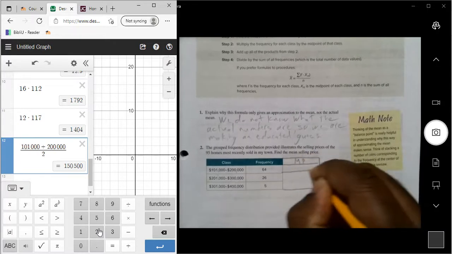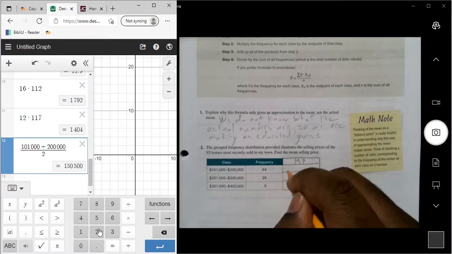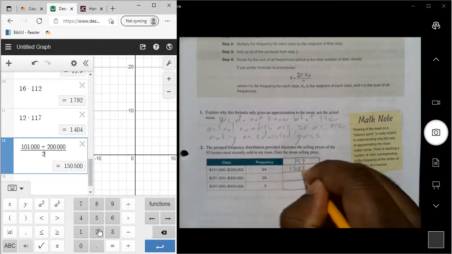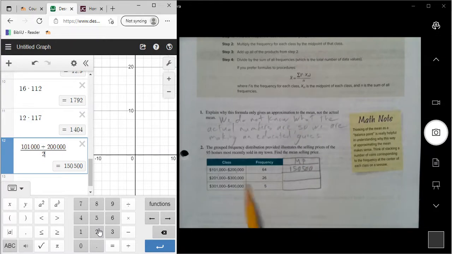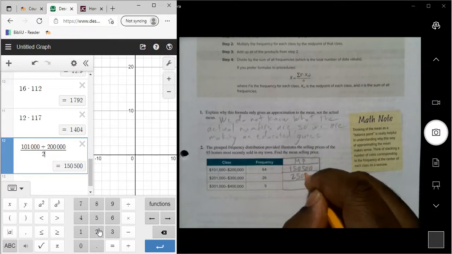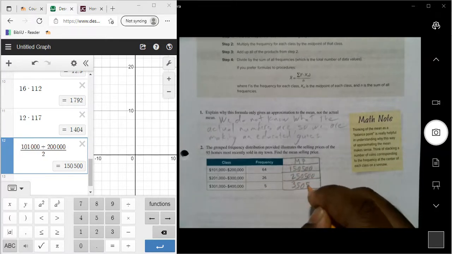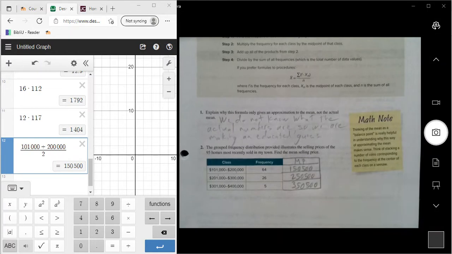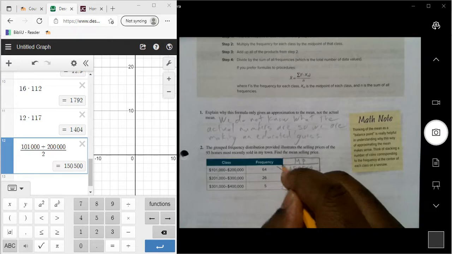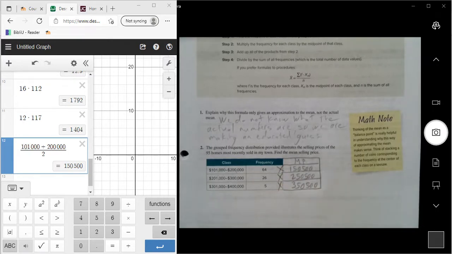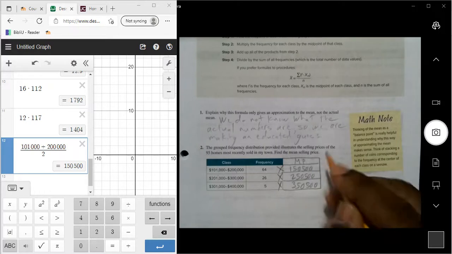So I'm going to put this here. So this will be the midpoint. So it's 150,500. And if we look at the classes, they're going up by 100,000. So we would just add 100,000 here. Then next, this will be 350,500. All right, so these are all of our midpoints. Now again, after we get our midpoints, we have to multiply them by the frequency, and then add the values up and divide by the frequency.